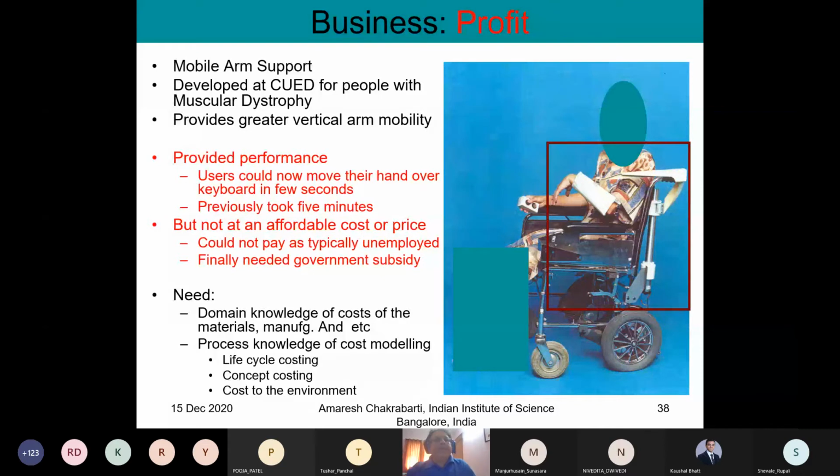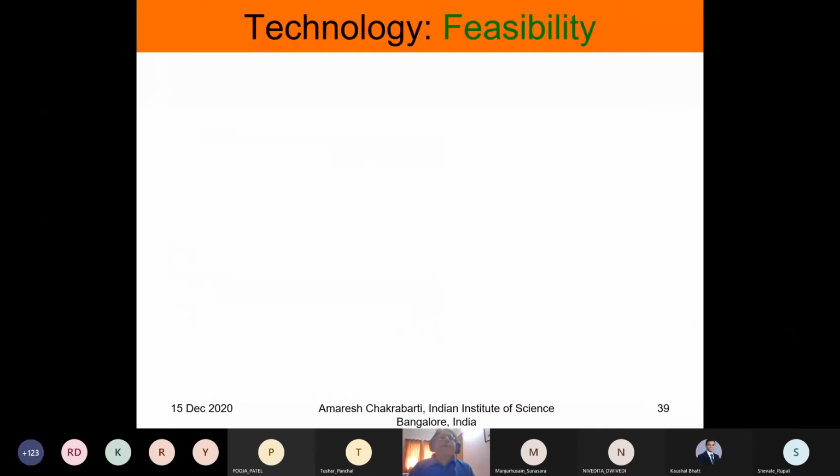So once again, you can see that you need to have domain knowledge of costs of materials, manufacturing, and so on. But you also need to have the process knowledge of modeling costs. Okay, how do you cost the life cycle of a product? How do you cost the concept? When you're developing an idea, how do you say how much it is going to cost? How do you cost the environment? How is this product going to go out to the society and the environment of the society and create hazards there? So again, you need process knowledge.